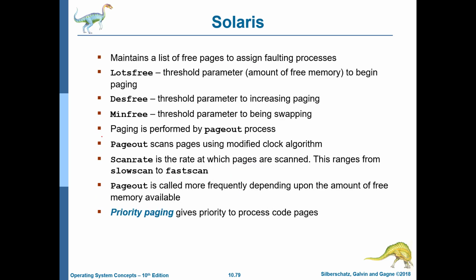Solaris is an advanced version of Unix, so it has a slightly different idea. It maintains a list of free pages to assign to faulting processes. So it has several data structures. Let's look at them. Lots free is a threshold parameter. It is the amount of free memory that you need before you begin paging. Des free is a threshold parameter to increase the amount of paging, in the sense that, let's say, the number of free pages falls below that, we start paging more, bringing in more. And min free is another threshold parameter to begin swapping.